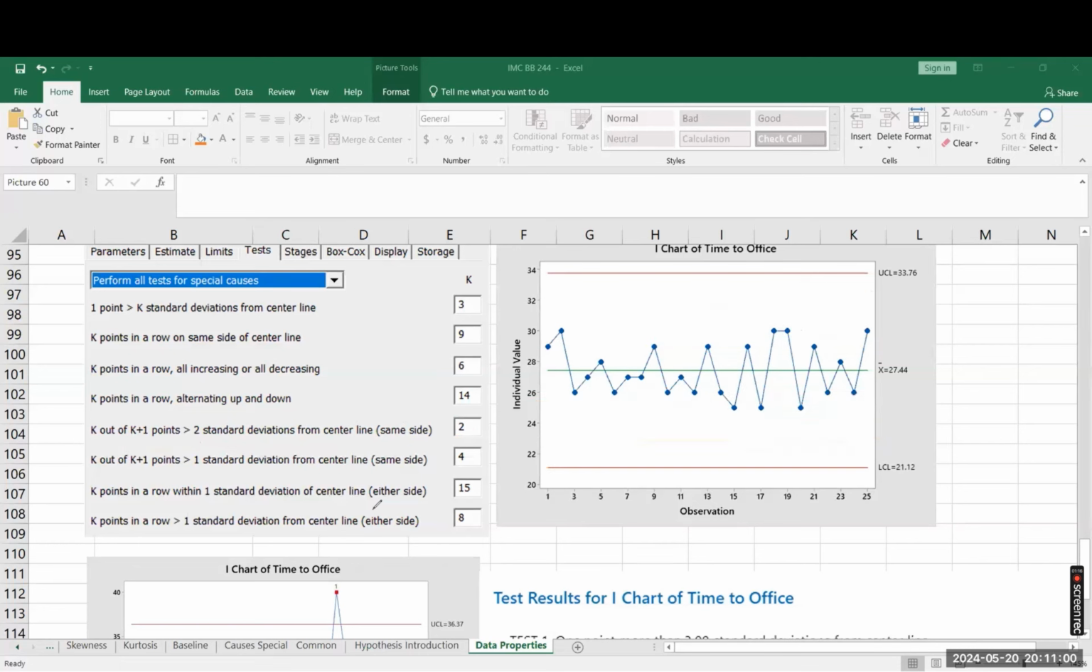Rule number 6: if the same condition follows, K out of K plus 1 greater than 1 standard deviation. Here the K value is given as 4. So if you have 4 data points out of 5 outside the 1 standard deviation line on the same side, then rule number 6 will fail. That's a special cause of variation.